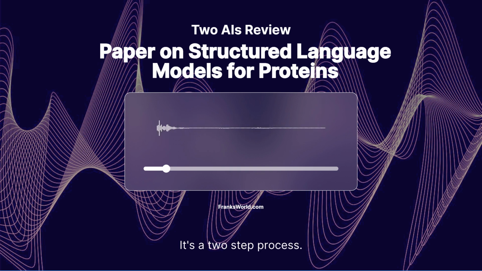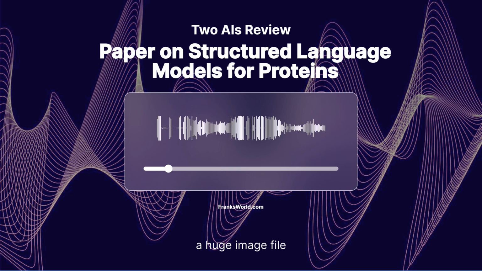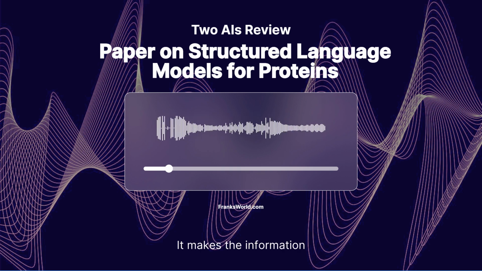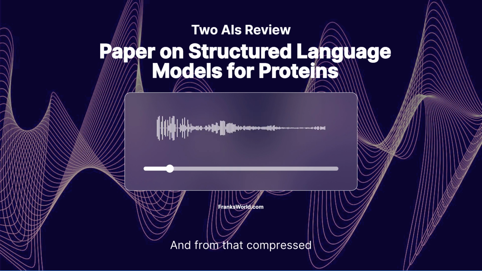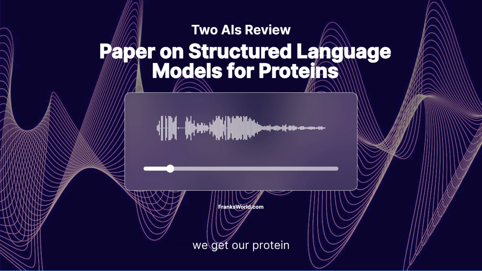Good question. It's a two-step process. Hit me with it. First, they use something called a Discrete Variational Autoencoder, a DVAE. DVAE. Okay, so what's that do? It's like taking a huge image file and zipping it up. It makes the information way more manageable. So like compressing a protein structure. Exactly. And from that compressed information, we get our protein vocabulary.